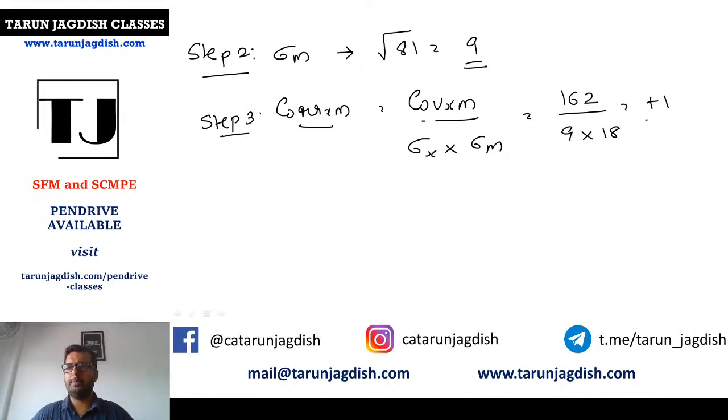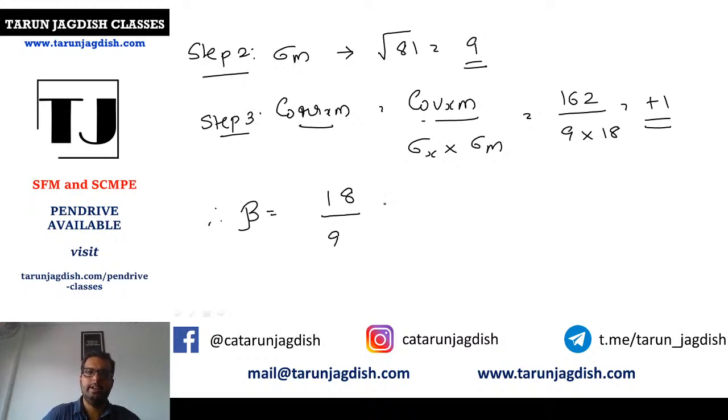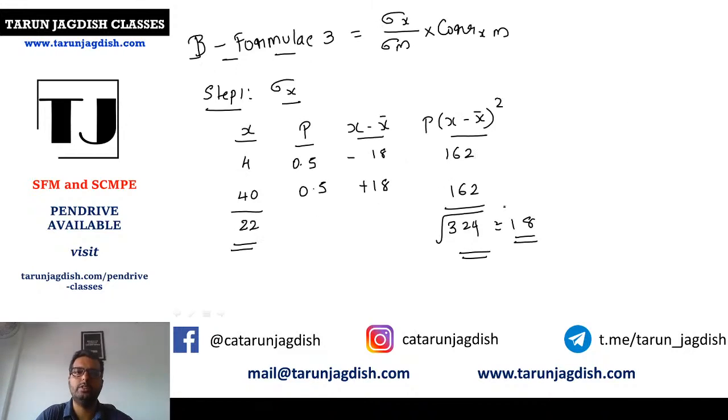So I'll get the answer as plus 1. Correlation plus 1 means maximum risk. Therefore, beta would be standard deviation x divided by standard deviation m into plus 1. You again get the answer as plus 2. Now I'll give you time to write down. Please write down this in your books now.